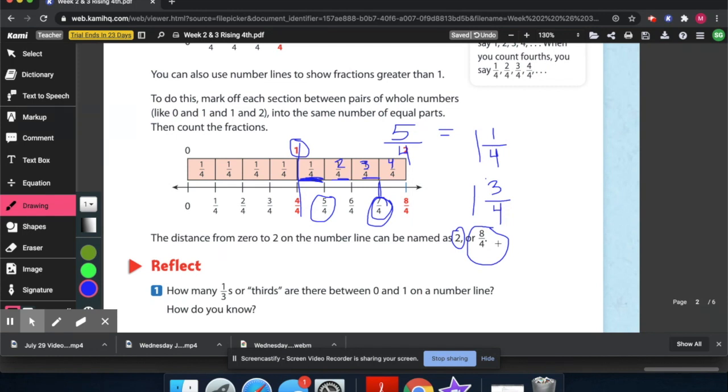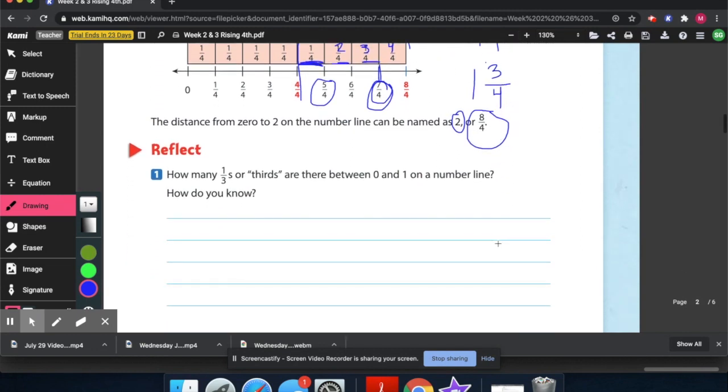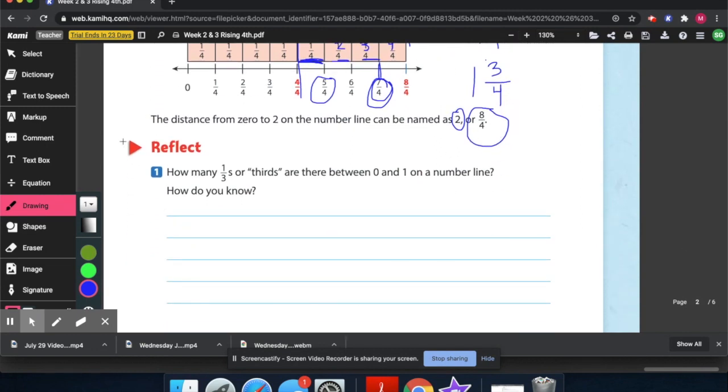There are going to be other fractions that we call equivalent fractions, like 2/8... also meaning 2. This last part, we're going to do it together. I'm going to show you how to do this because you are going to get questions like this. How many 1/3 or thirds are there between 0 and 1 on a number line?